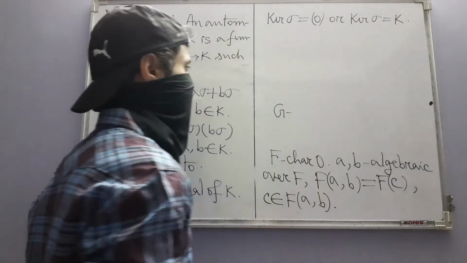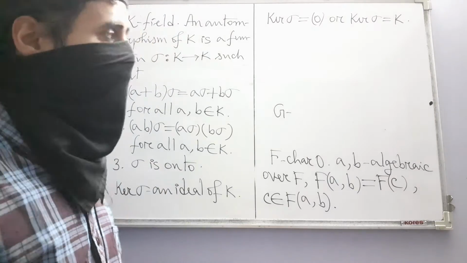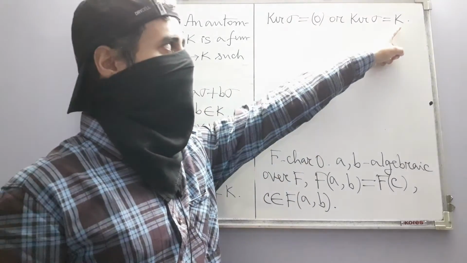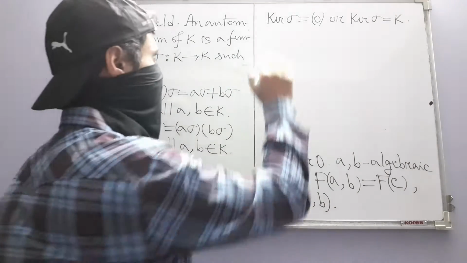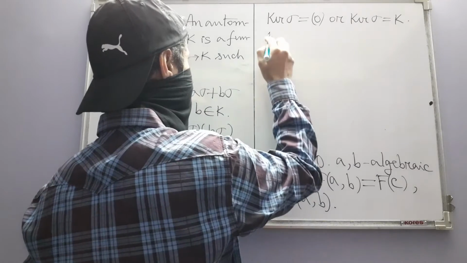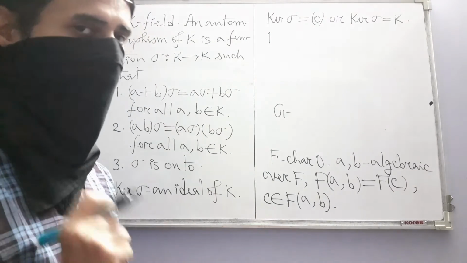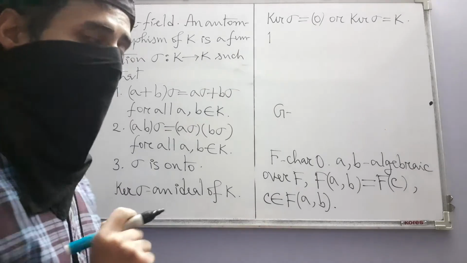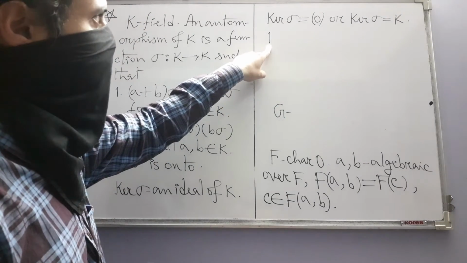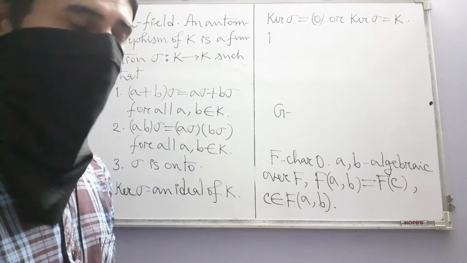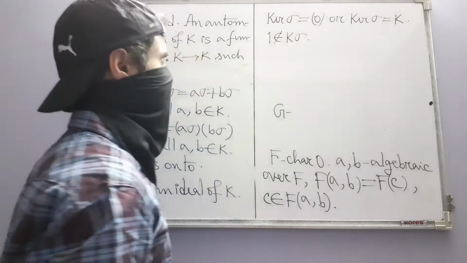Now, if this is equal to K, then it means that sigma maps every element of K onto 0. However, there is at least one element in K, no matter what K is, which is not 0, and that is the unit element. So if this is the case, then the unit element is not there in the image of sigma. That is, 1 is not going to be the output for any input under sigma. So 1 does not belong to the image of K under sigma.